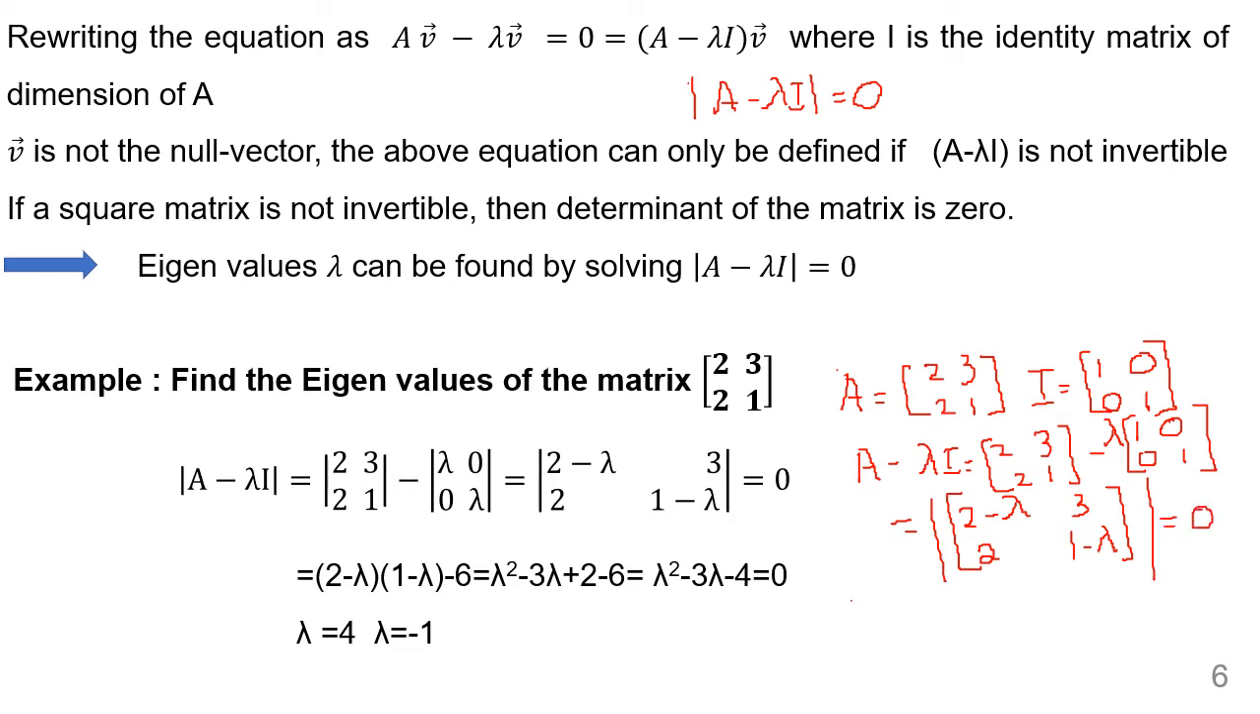So I get (2 minus lambda) multiplied by (1 minus lambda) minus 6 equal to 0. When I simplify this equation, I get lambda equal to 4 and lambda equal to minus 1. And these are called eigenvalues. They characterize this matrix.